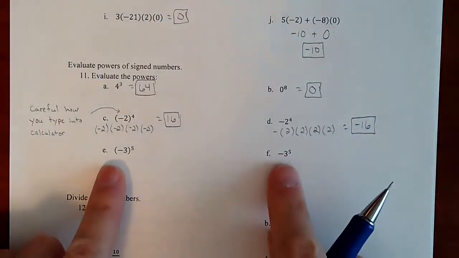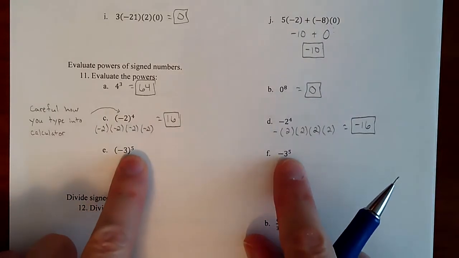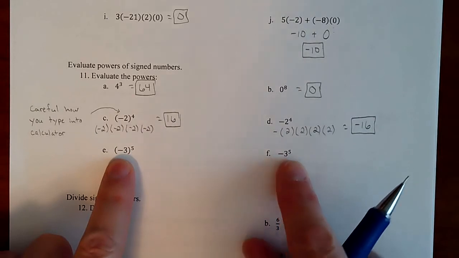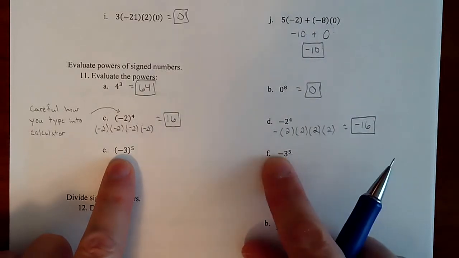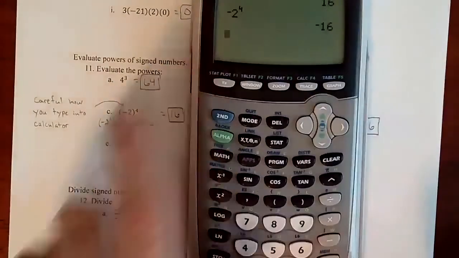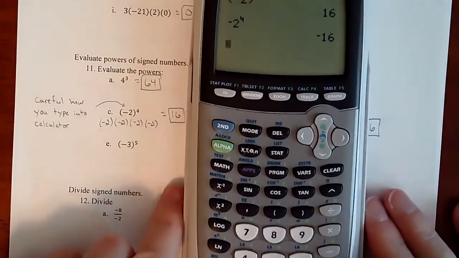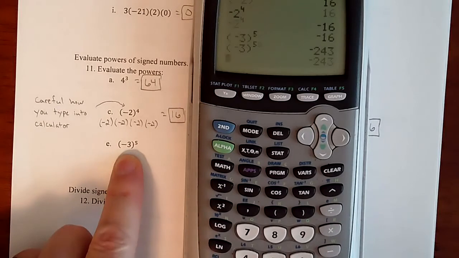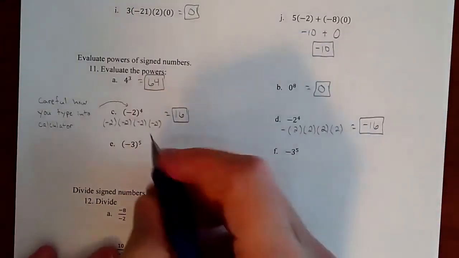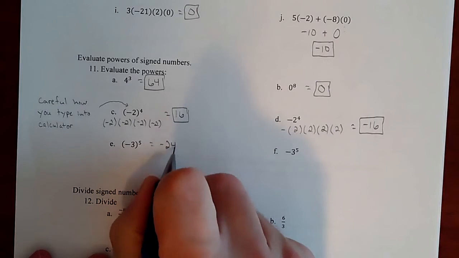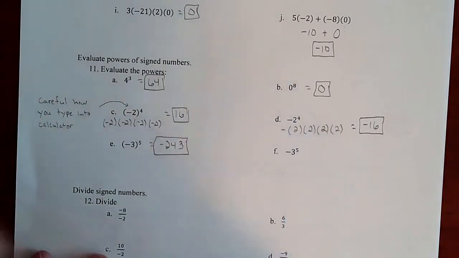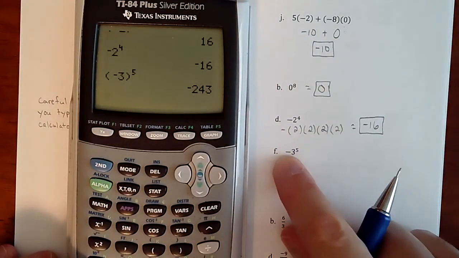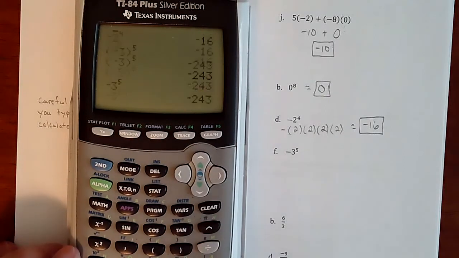Okay, but I said that these two are going to be a little bit different because it's an odd number. That's the only reason. So here you have 5 negative 3s multiplied together. Here you have 5 3s multiplied together with a negative. So if you take 5 negative 3s, you're going to get a negative answer because it's an odd number of negatives. So negative 3 to the 5th, negative 243. And then here, it's doing 3 to the 5th and then tacking a negative on. So you get the same answer.